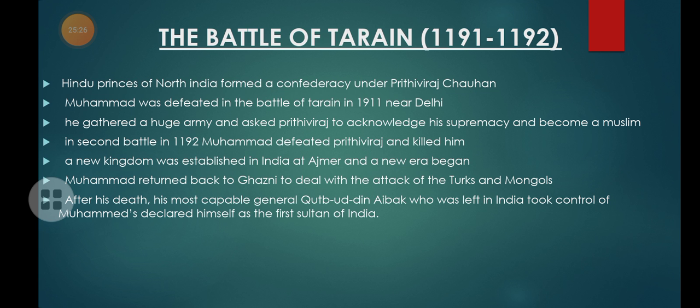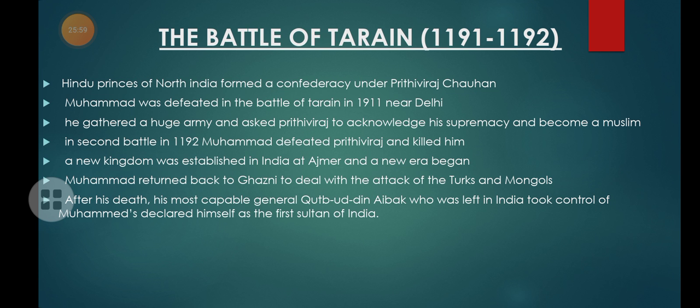But in the next year, in 1192, Mahmud went back to his country and gathered a very huge Muslim army, and he asked Prithviraj to surrender, to accept Muslim rule in India and become a Muslim. But Prithviraj Chauhan rejected it. He resisted his call.